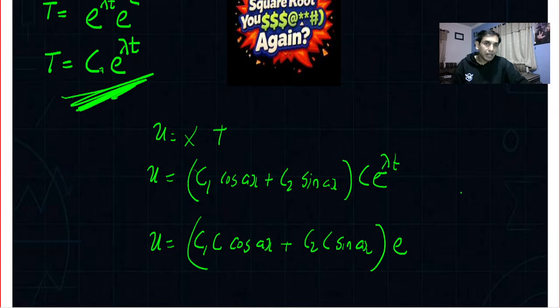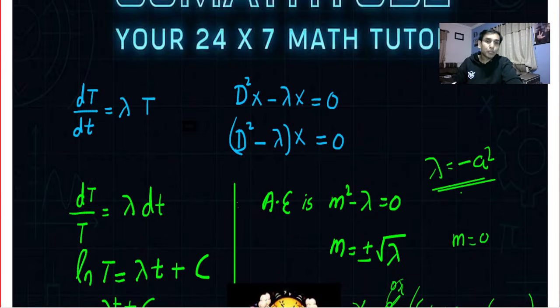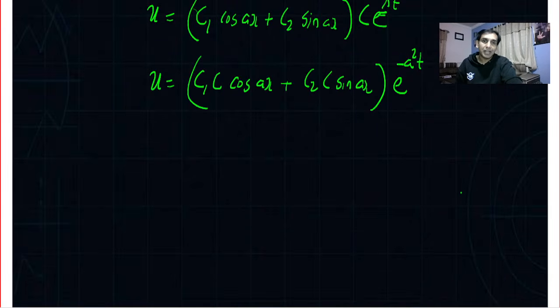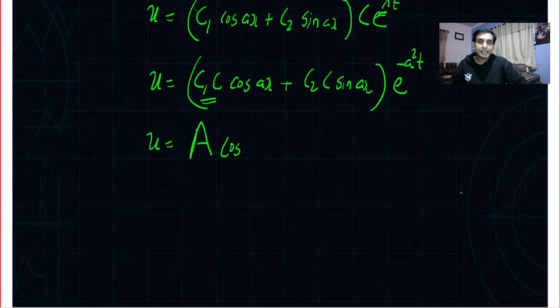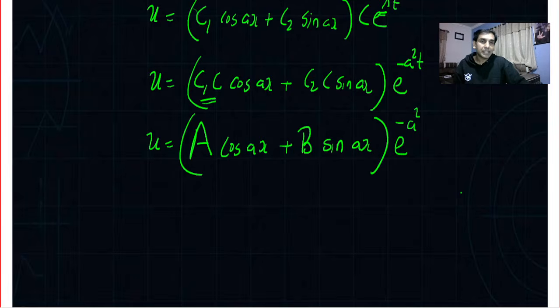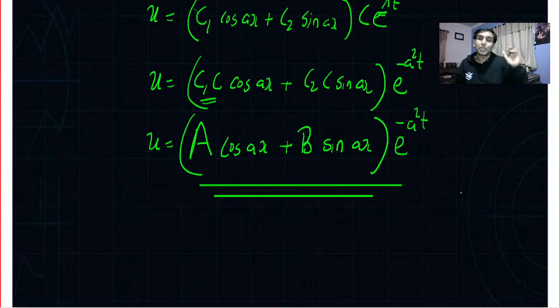So u is equal to c1 into c cos ax plus c2 into c sin ax multiplied by e power. By the way, lambda is minus a square. We kept lambda as minus a square for our trigonometric solution. So I'm keeping the value of lambda. We can make it even cuter by putting this as a cos ax plus b sin ax multiplied by e power minus a square into t.